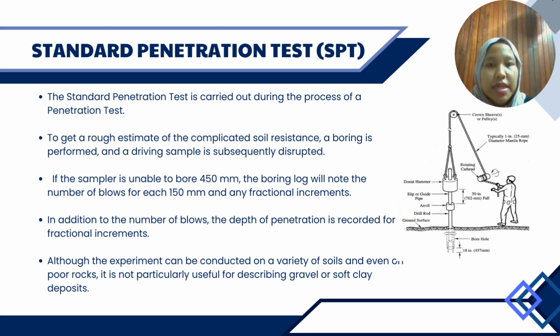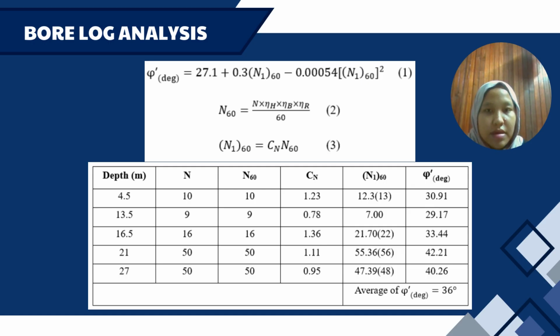Standard Penetration Test (SPT) is an in-situ dynamic penetration test designed to provide information on the geotechnical engineering properties of soil, and this project is analyzed based on SPT. From the borehole data, we obtain the sample result and the number of blows, which is the N value. Continue with the equation of N60 and N160 to get the angle of internal friction. Here we calculate the value at each depth in the table and get the average angle of friction for this test, which is 36 degrees.